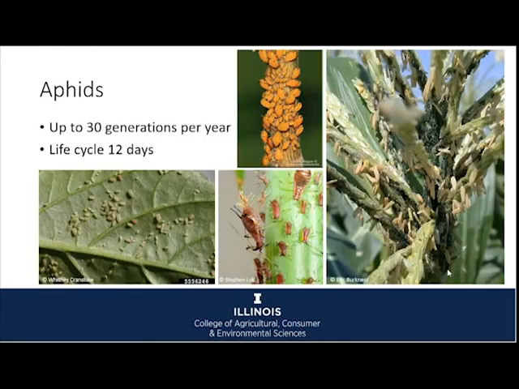And just to go through a little bit, aphids can have up to 30 generations per year, and their life cycle is every 12 days.